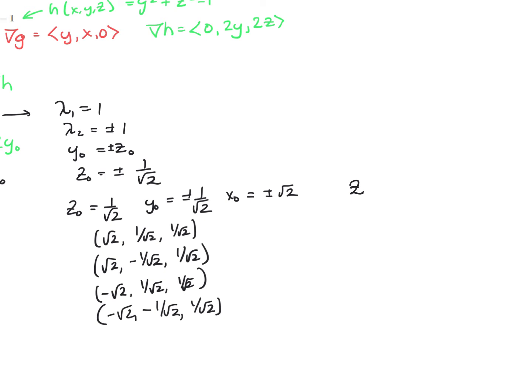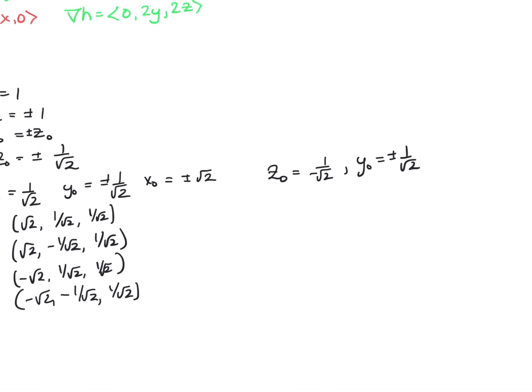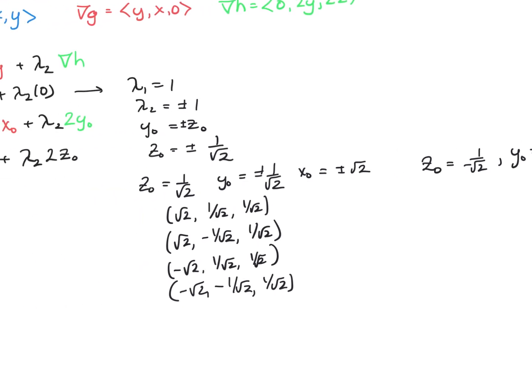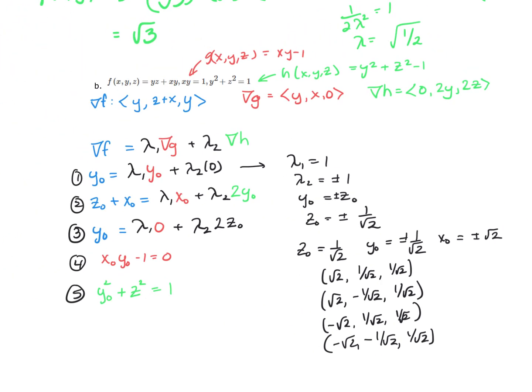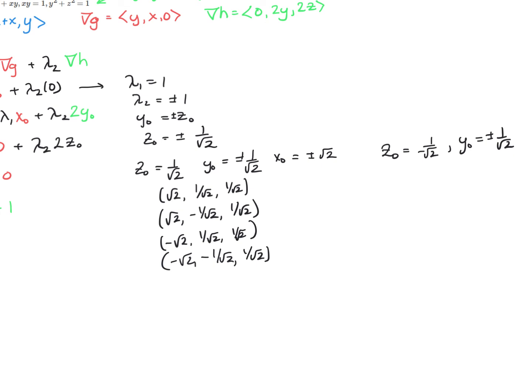Similarly, if I let z naught equal 1 over the negative square root of 2, then my y naught could equal plus and minus 1 over the square root of 2, and my x naught could equal plus and minus the square root of 2. All right, so I would have to choose all of these. I have bunches of these to test. And I would test these by my usual way of testing for maxima and minima. A lot of work.